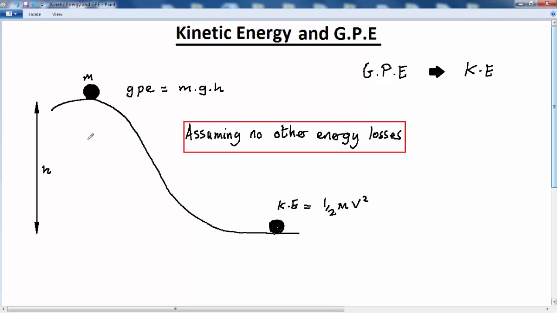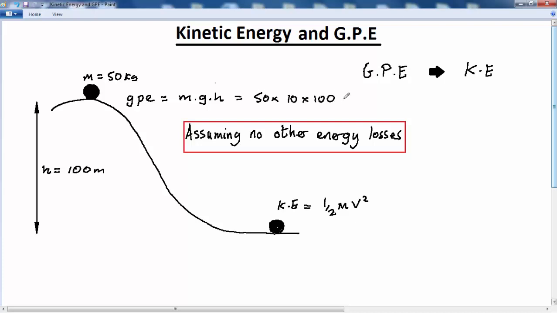Now let's give the problem some numbers. Let's say that the rock weighs, say, 50 kilograms, and the height of the hill is 100 meters, and we want to calculate the kinetic energy when it reaches the bottom. Now I'm just going to suggest that you calculate first of all this explicitly here. So we'll work out the gravitational potential energy at the start, which is equal to 50 times 10 times 100, which is equal to 50,000 joules.